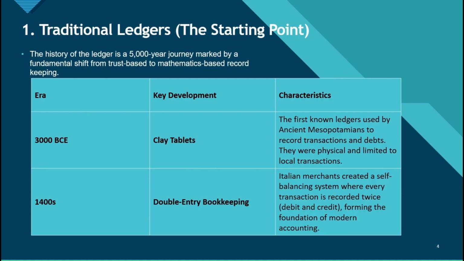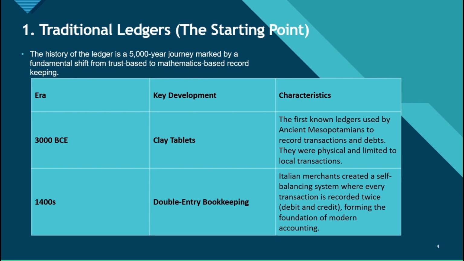Key development. Characteristics: 1400s. Double-entry bookkeeping. Italian merchants created a self-balancing system where every transaction is recorded twice, debit and credit, forming the foundation of modern accounting. Detail. This period, primarily centered around Italian merchants during the Renaissance, brought about the revolutionary double-entry bookkeeping system.